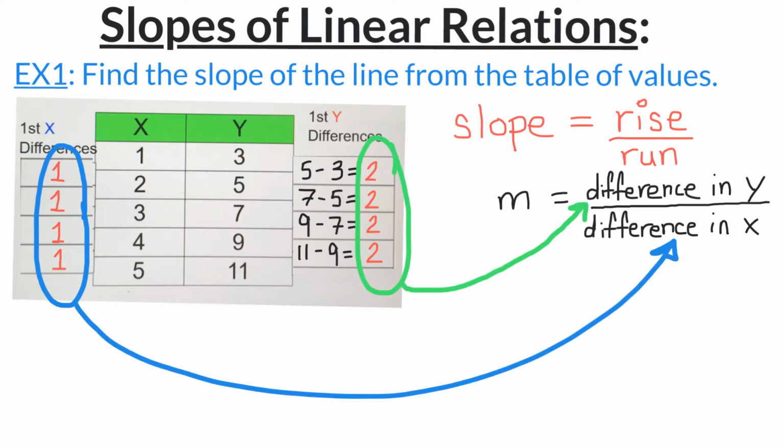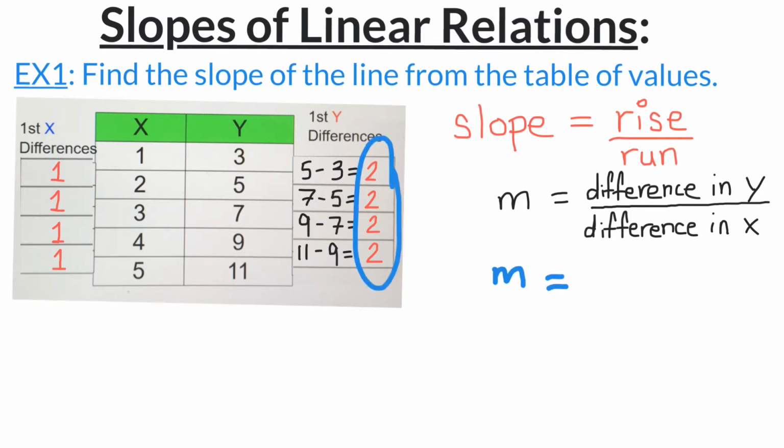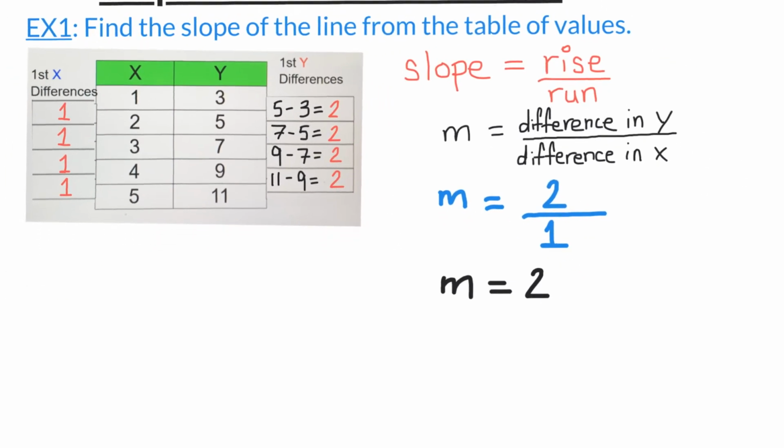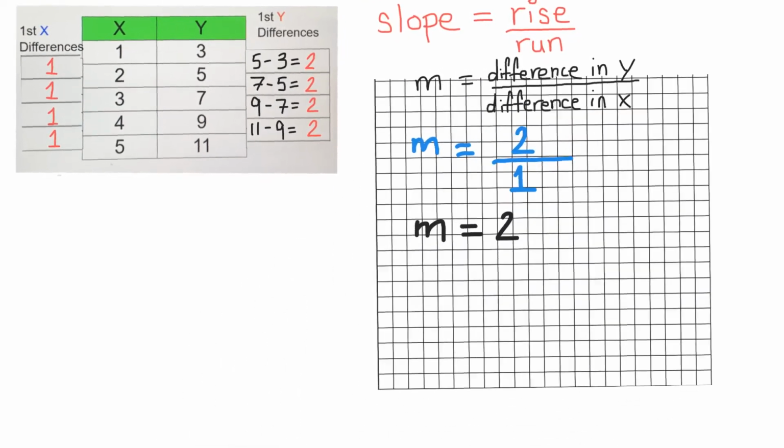We know the difference in y is 2, divided by the difference in x, which is 1. Therefore, the slope is 2 over 1. Therefore, m equals 2. Remember always that we can graph the table of values.